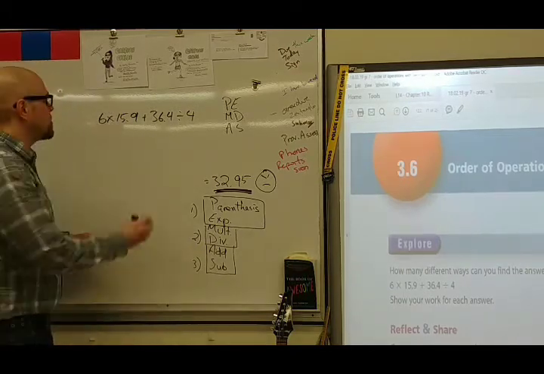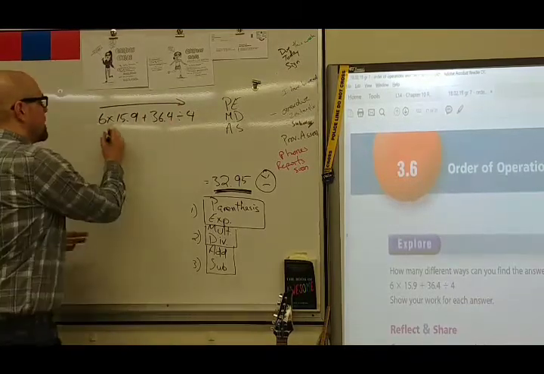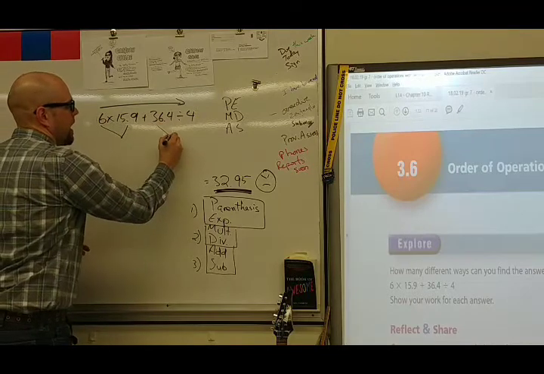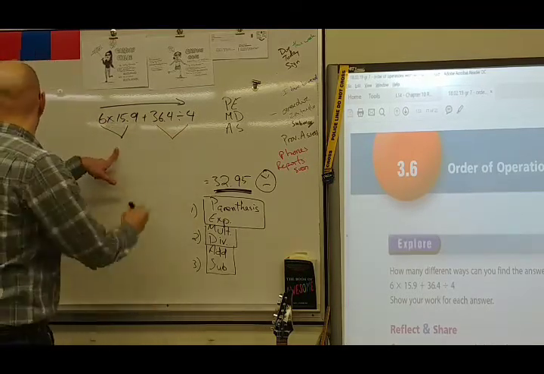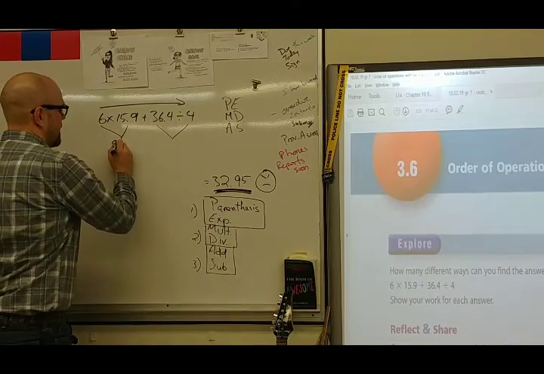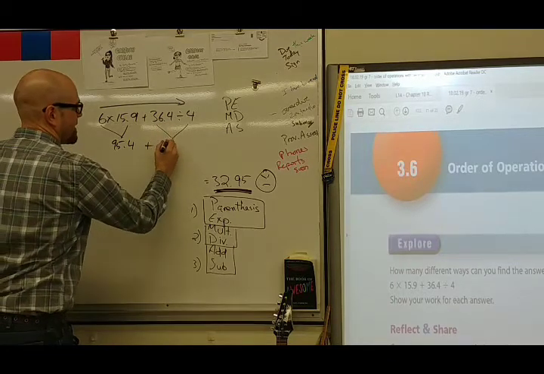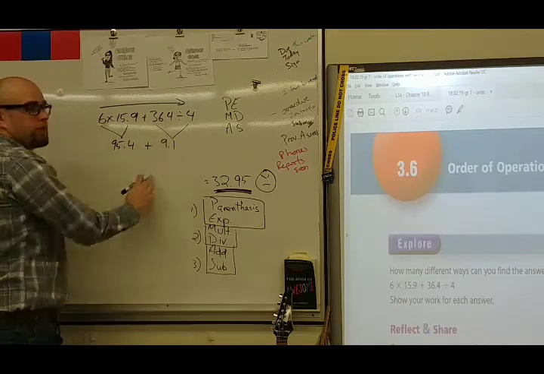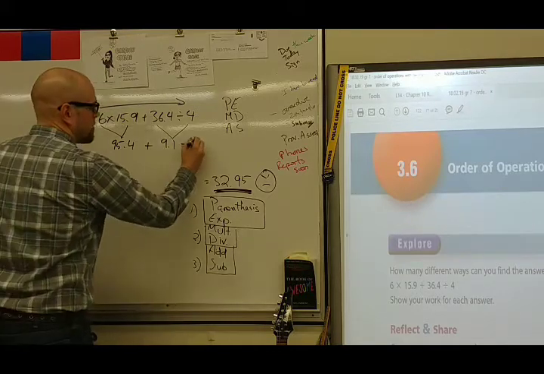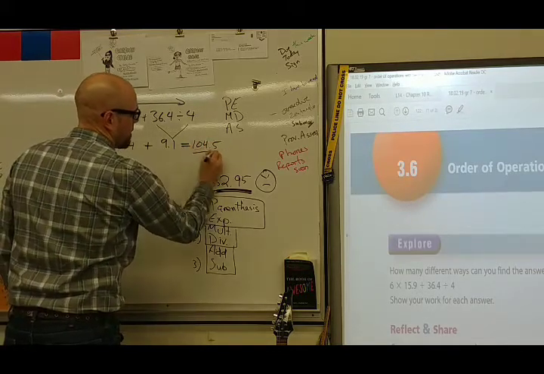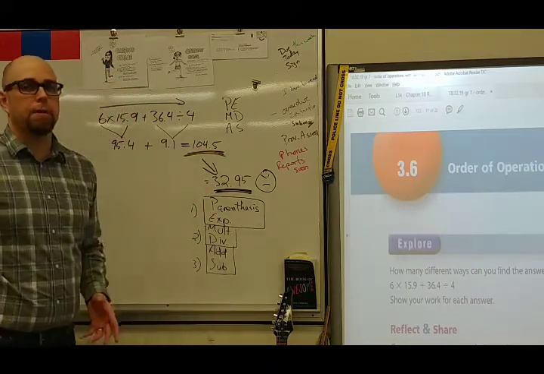Multiplication or division. So we're going to look left to right. We're going to see, do we identify any multiplication or division? Yes, we do, right here and right here. So we're going to take those down first. Now, 6 times 15.9 is 95.4. And 36.4 divided by 4 is 9.1. So we now have two numbers. This plus that equals 104.5. It is very different from what Johnny got.